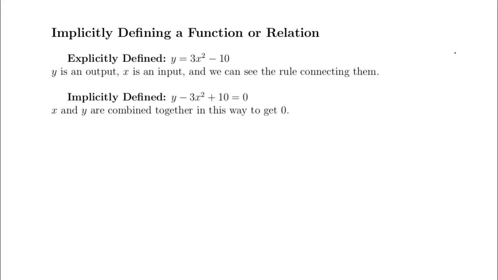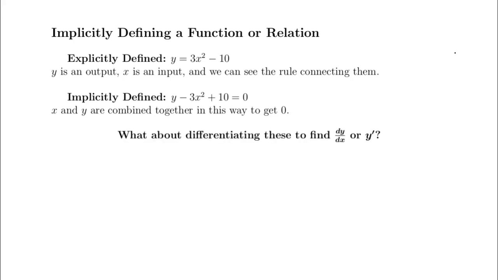Whereas in the implicit defined version, we have that x and y work together in this equation in this way to equal 0. y minus 3 times the x value squared plus 10 is equal to 0. That is a relationship between x and y, and it's the same relationship between x and y, but it's not stated as directly in terms of inputs and outputs.